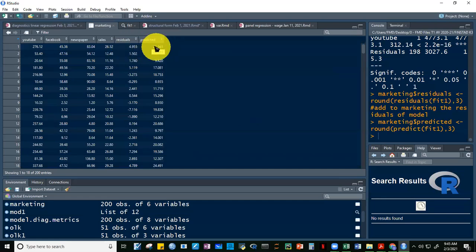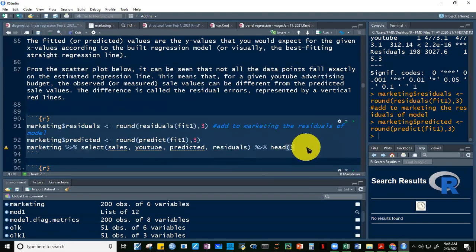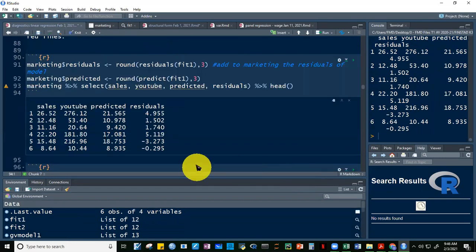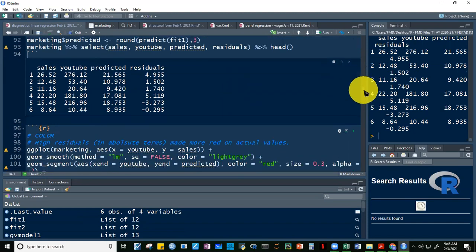So this is what we predicted. It's not a perfect match for sales, so we have residuals. Okay, let's just practice our dplyr. Run it. It generates the head for us. Remember, the head is the first 6 elements of sales, YouTube, predicted, residuals by virtue of the select function. What are we selecting? Sales, YouTube, predicted, residuals. So that's just a practice from our dplyr package.